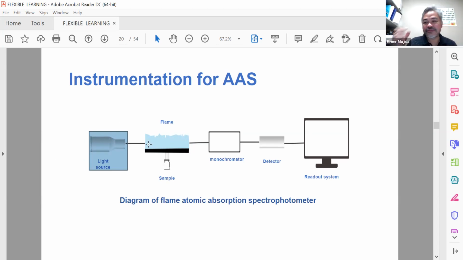I'm not sure if you're familiar with a nebulizer. If you're asthmatic, you use that thing. So when the sample is introduced, it's nebulized, so it's easy for it, when it goes to the flame, to change into ions or separate the atoms. Then you have a monochromator. That's where you select a narrow wavelength. Usually each of these elements has its own wavelength because of the line spectra concept. And then you have a detector, and from the detector you have a readout system.